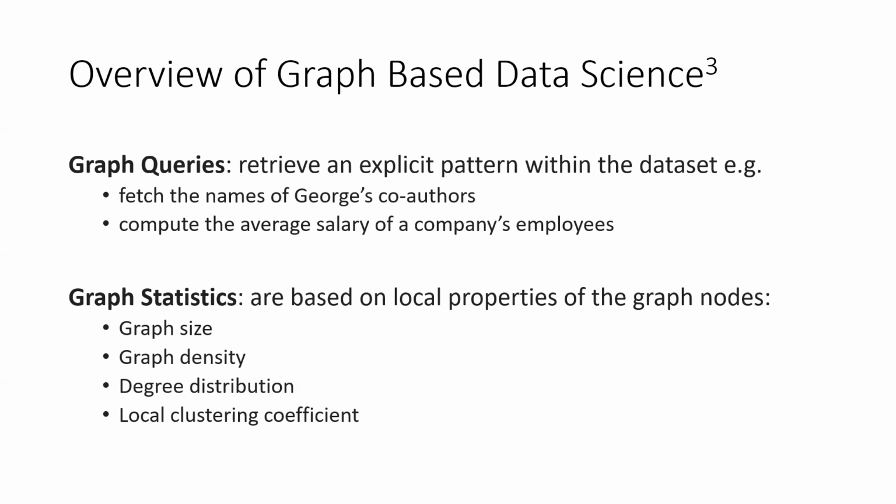The other thing is graph statistics, which are usually based on local properties of graph nodes. For example, give me the degree distribution, which is the histogram of all the nodes' degrees. The graph density could be a histogram of the number of edges per node, the graph size, how many nodes you have, how many edges, and so on and so forth. Simple graph statistics that don't need a lot. You can identify them by finding the nodes and getting the local properties. You don't do any kind of navigation within the graph.